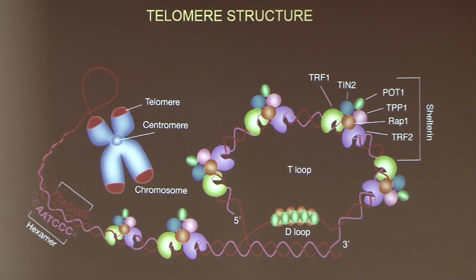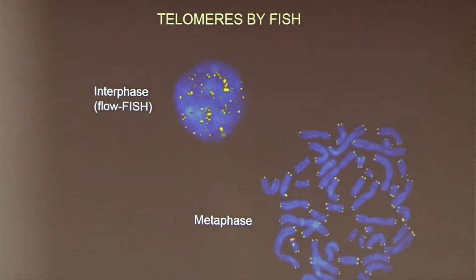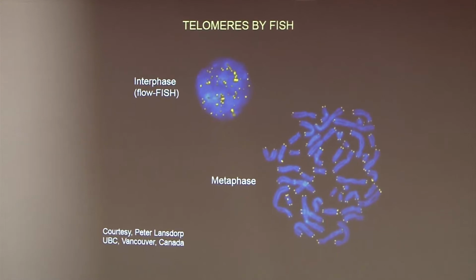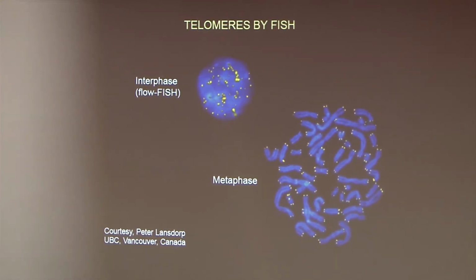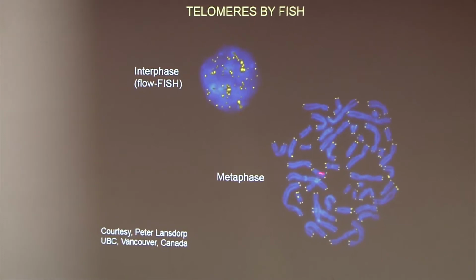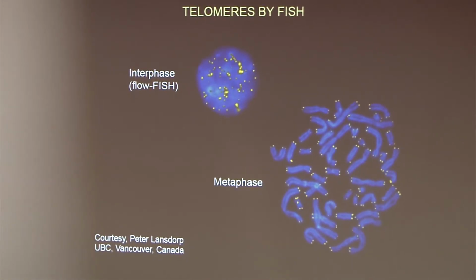The other problem that happens when we have linear DNA is that the DNA replication machinery is not able to fully duplicate the end of our chromosomes. So every time the cell divides, the telomeres get shorter. And this is also a fancy way to look at the telomeres, using a FISH probe, to show that in metaphase analysis, we can see the telomeres at the very end of each chromatid we have.